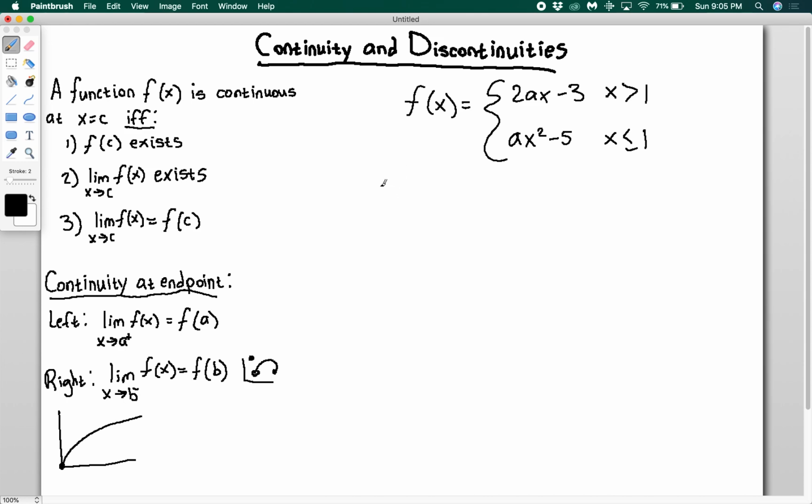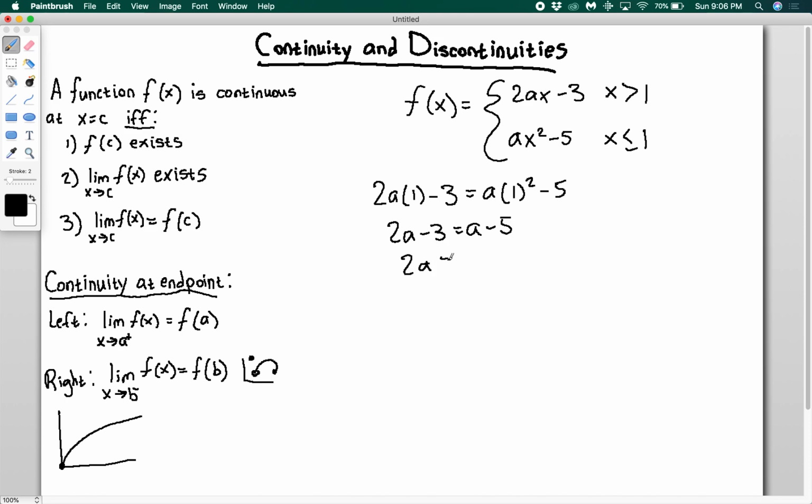So at the point x equals 1, I have 2a times 1, because x is 1, minus 3 equals a times 1 squared minus 5. And I want to solve for a because then I'll be able to use that to make the function continuous. So I'm going to have 2a minus 3 equals a minus 5. Let's add 3 to both sides.